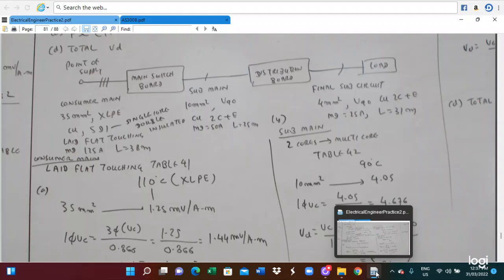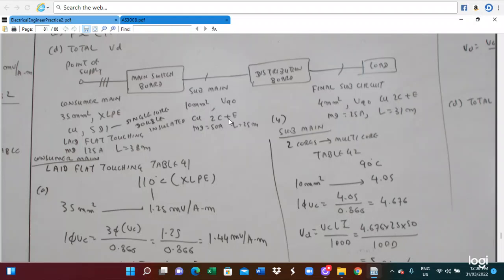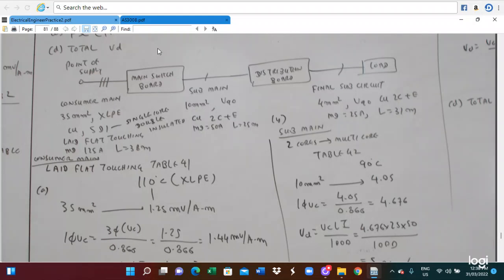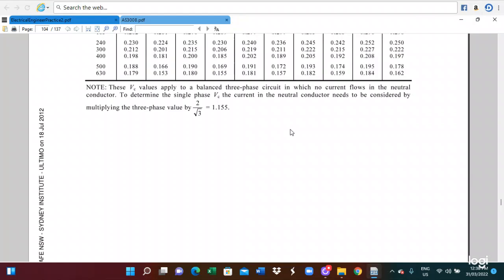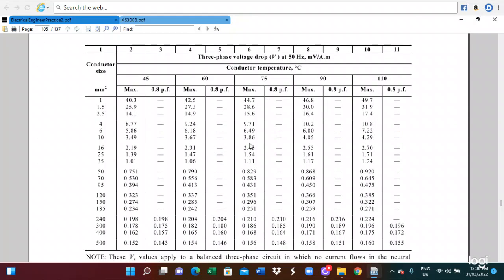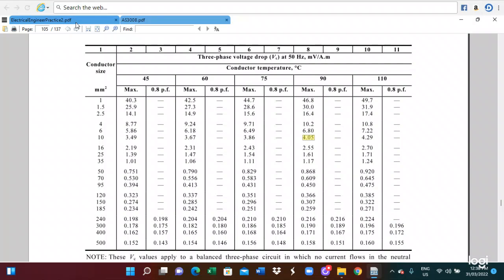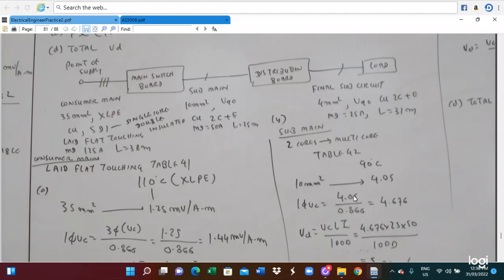So this is the table 42 used here. The 10 millimeter square and V90, 90 degree centigrade. We select table 42, 10 millimeter square, 90 degree centigrade. So this is for the 4.05, which is the 3-phase voltage drop. So 4.05 divided by the 3-phase voltage drop 0.86, you get 4.676.